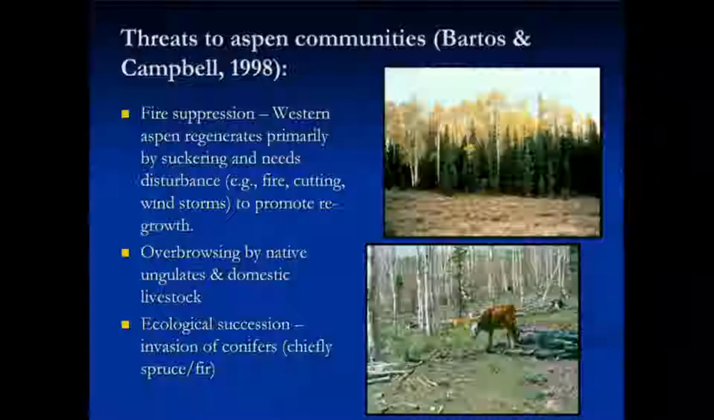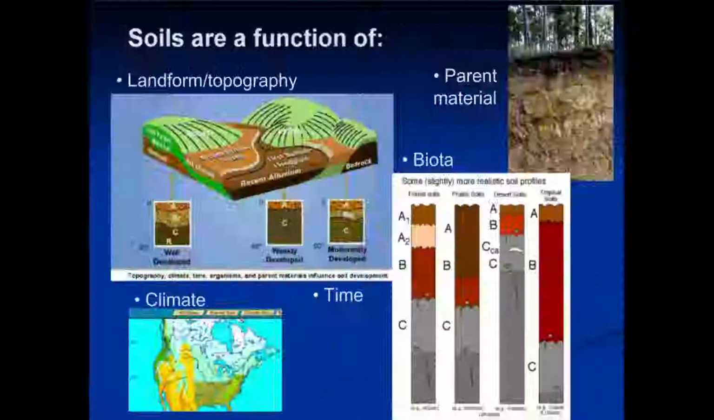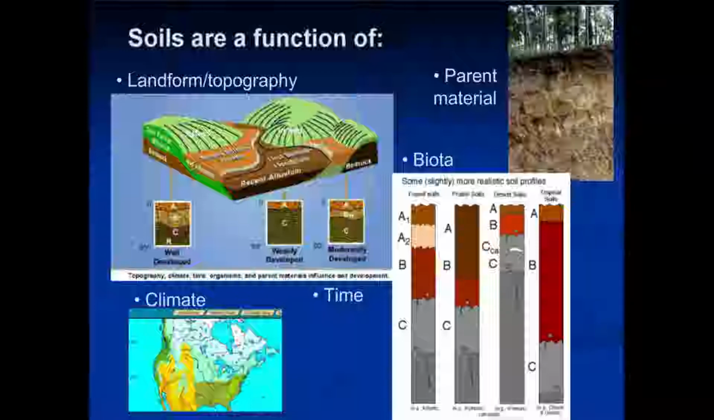Threats to the Aspen community have been pointed out: fire suppression, overbrowsing, ecological succession. I don't think I need to dwell on this. This is more set the stage and introductory material. Now to bring soils into this. Soils are a product of 5 soil forming factors. The properties of soils as they exist on the landscape are due to the interaction of all 5 of these. We've got parent material, landscape position, biota, and vegetation will be in here, climate, all acting over time.